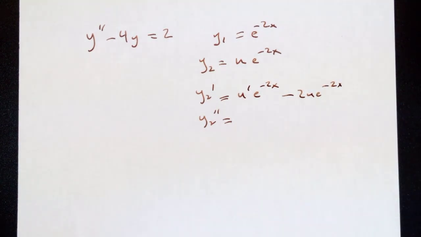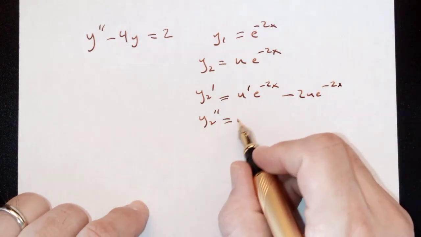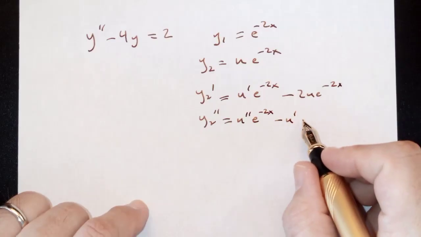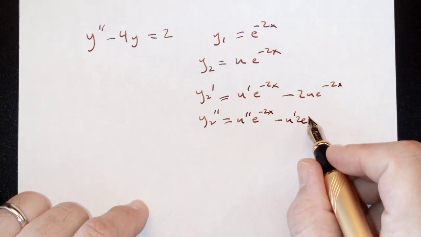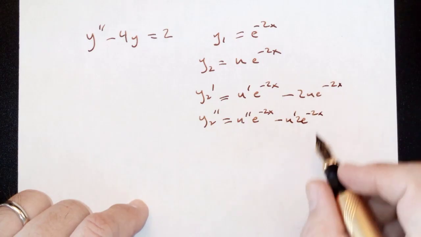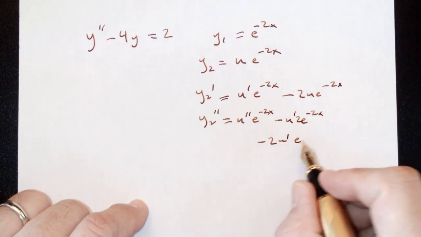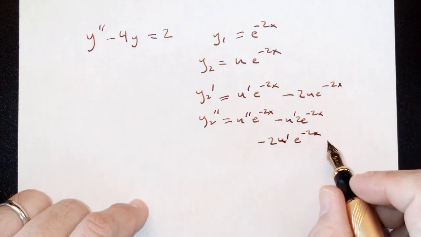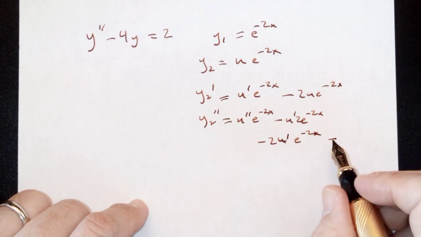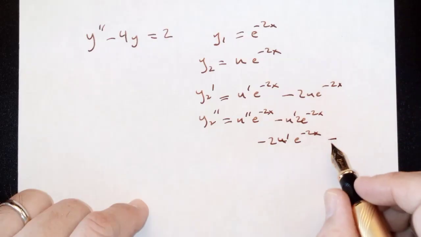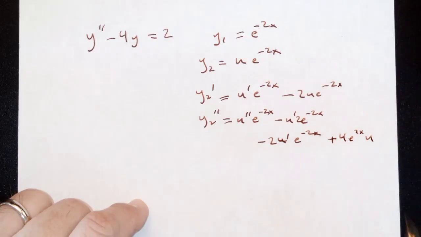Perfect. Second derivative, I gotta do the product rule twice. u double prime e to the minus 2x minus u prime times 2 e to the negative 2x, the minus sign. Then here, the u becomes a u prime. And I do the second derivative again. The u stays there. I'm going to get a plus 4 e to the 2x, right? With a u.